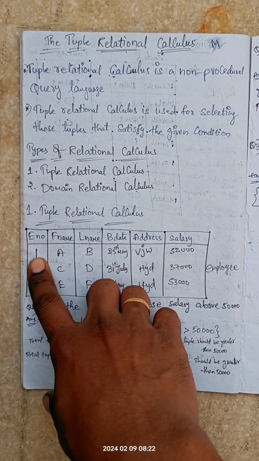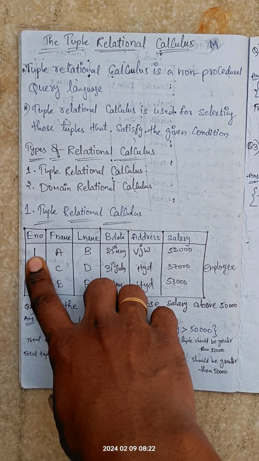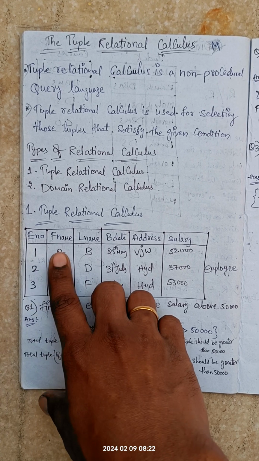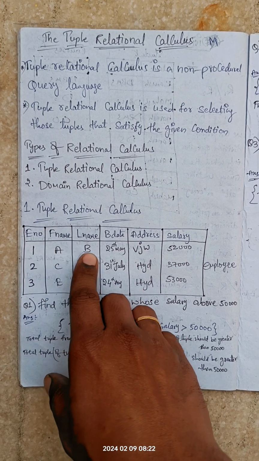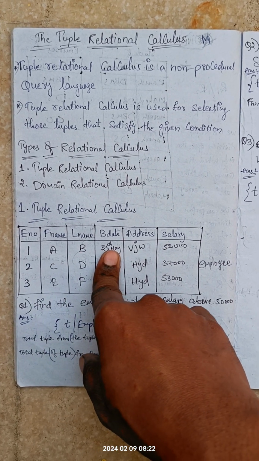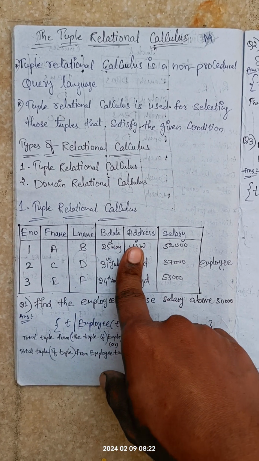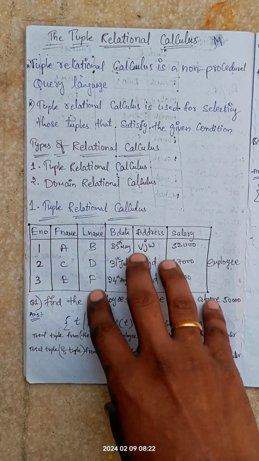What is the first employee's number? What is the employee number of the first employee? What is the first name? What is the second name? Okay, what's the first name, last name? What is the date of birth of the employee? What is the address of the employee? What is the salary? So they'll maintain like this.